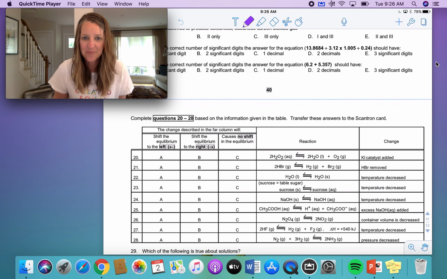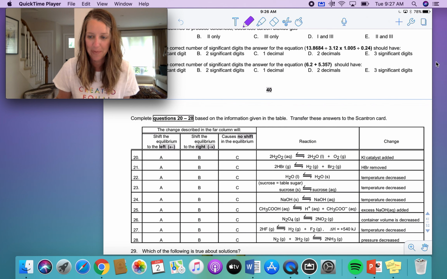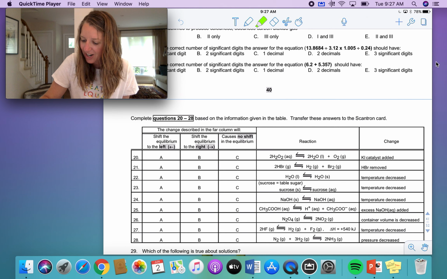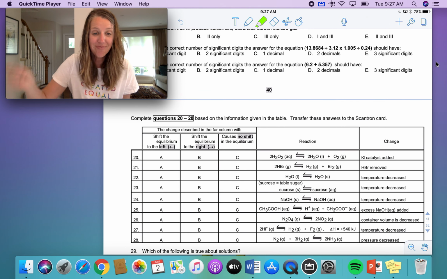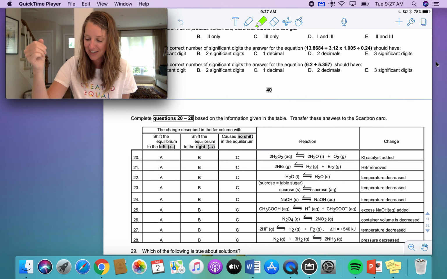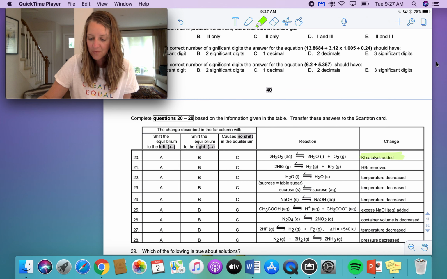Let's see if any of these changes are going to affect the equilibrium. All right, first one. We've got hydrogen peroxide here. We would do this one in the lab, right? Add a little bit of potassium iodide to the hydrogen peroxide. It decomposes at a faster rate. That's where you're going to collect your oxygen gas. Do you remember doing that demo? That's a classic one. So if you add a catalyst, does that affect the equilibrium?